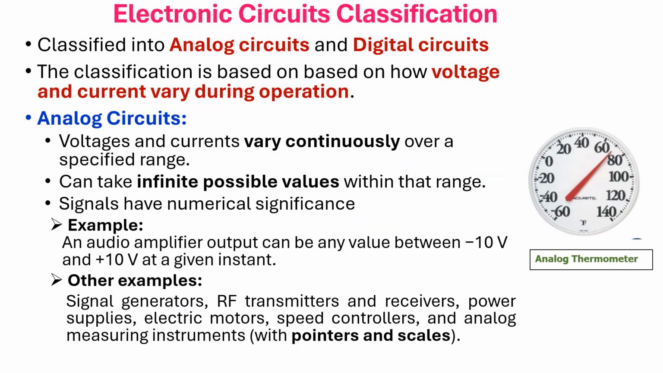The same thing explained in a better way. Now when I look into the picture here, it is an analog thermometer, which means you have a scale and a pointer to show the reading. See here, you have a pointer. Say, for example, the pointer is showing a value between 60 and 80. Now you can have infinite possible values.